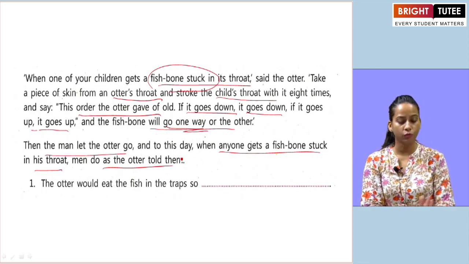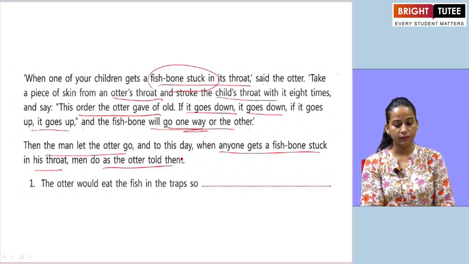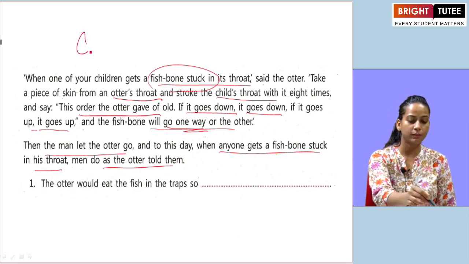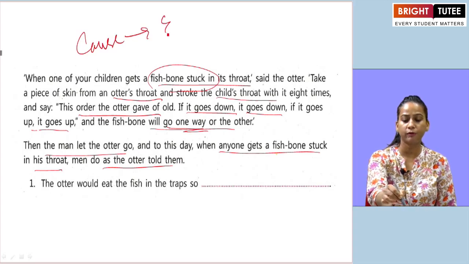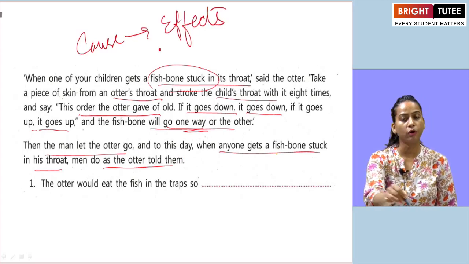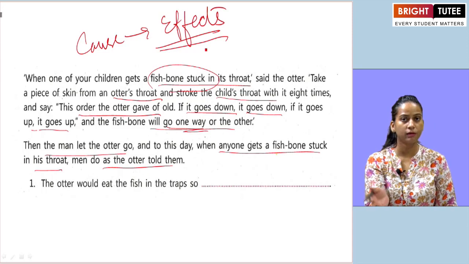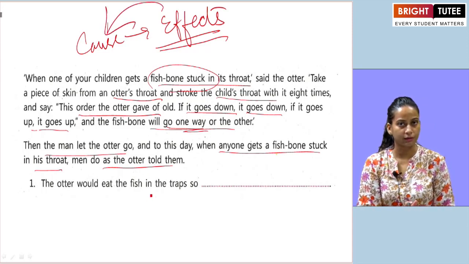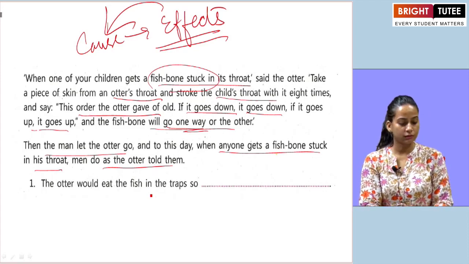Now what do we have to do? We have to complete the given sentences. Either the cause will be given and you have to mention the effects, or the effects will be given and you have to mention the cause of that. Clear? So let's start with the first one.